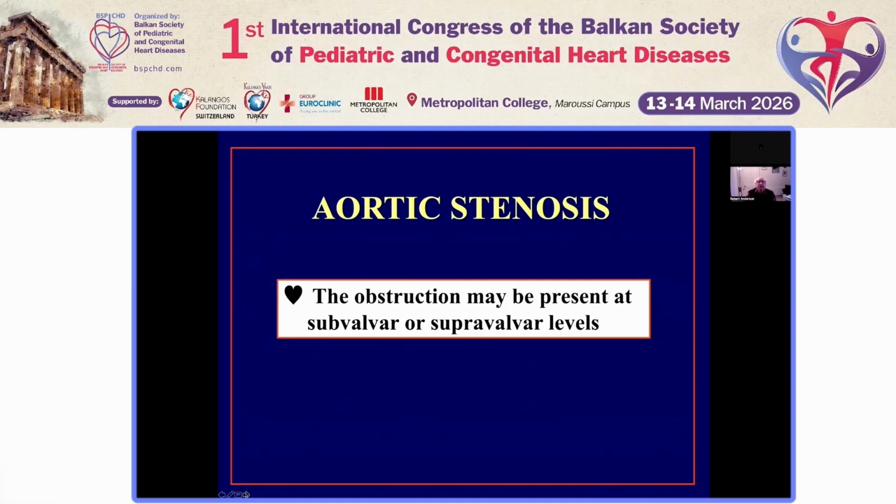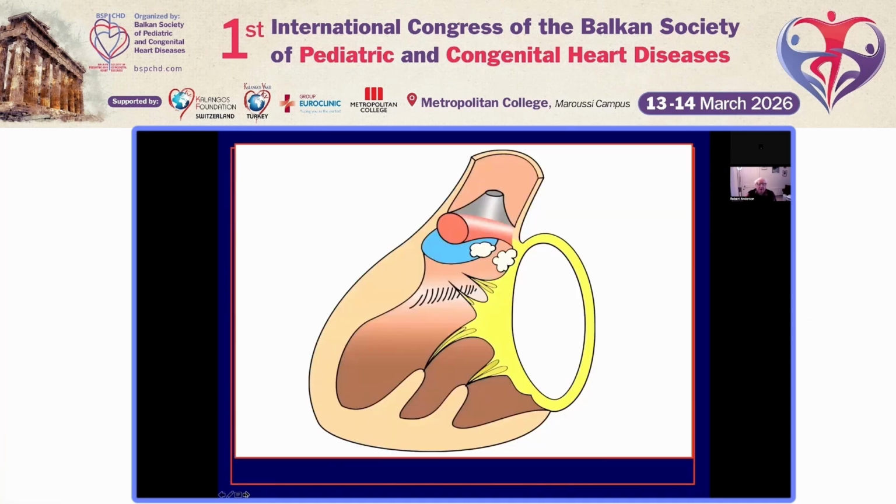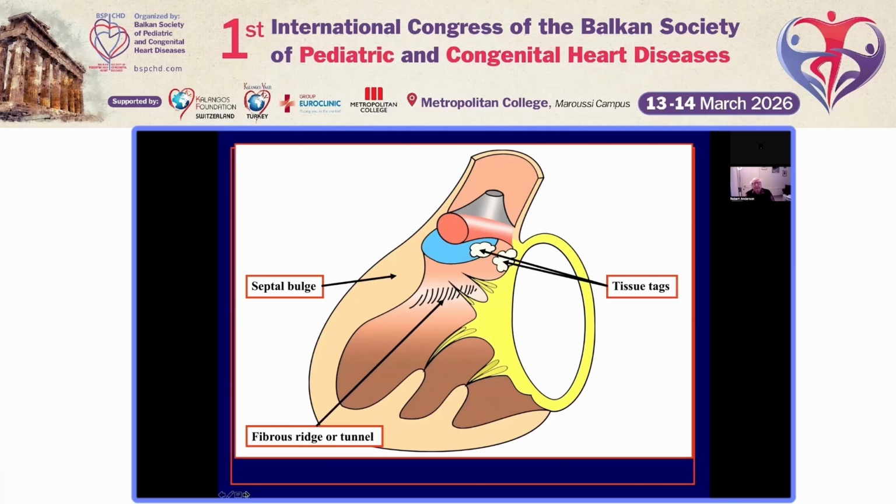Thus far then we've talked of valvar stenosis, but when we take note of the aortic root, we also need to remember that obstruction may be present at both subvalvar and supravalvar levels. I can't show you examples of all these variations, but I can summarize them for you. So when we consider subvalvar obstruction, it can be produced by a septal bulge. Oftentimes, that is made worse by a fibrous ridge or a tunnel. And in certain circumstances, the stenosis can be due to tissue tags within the subaortic outflow tract.